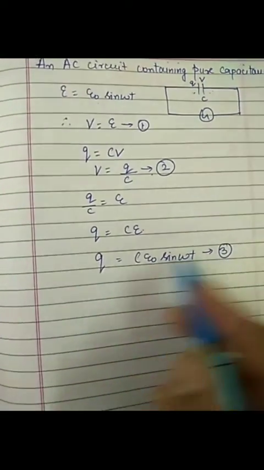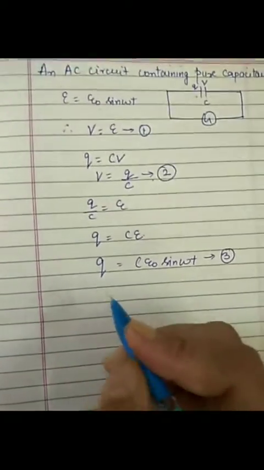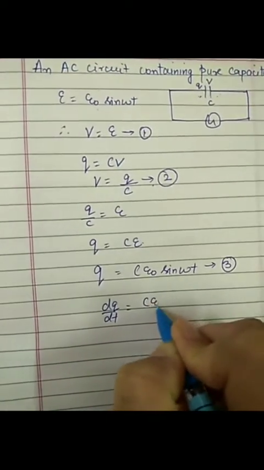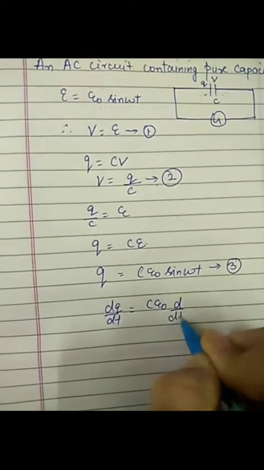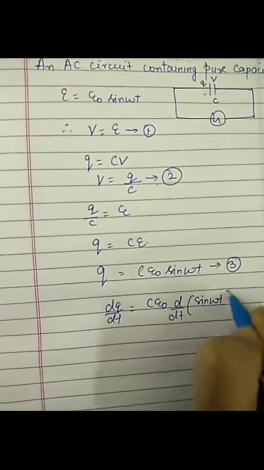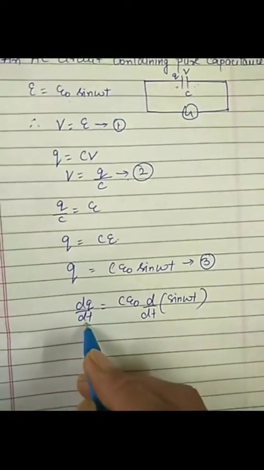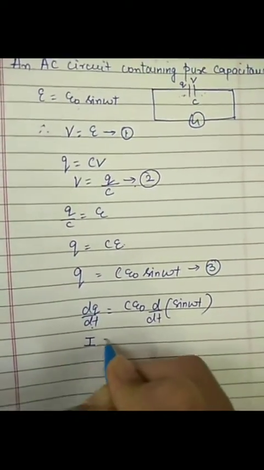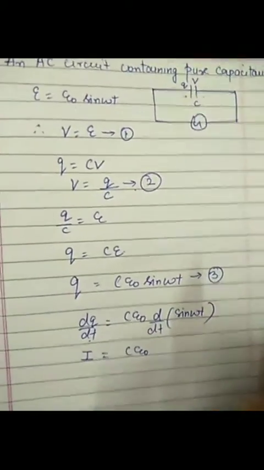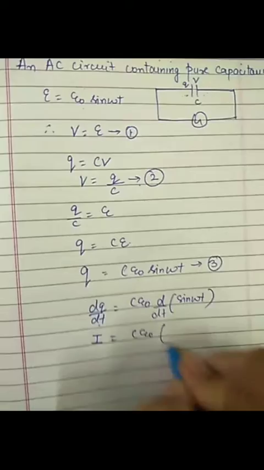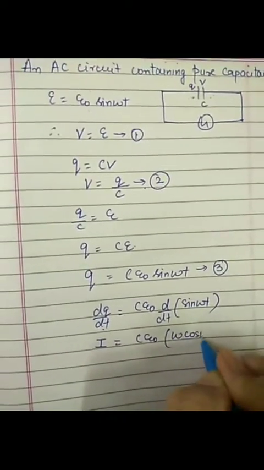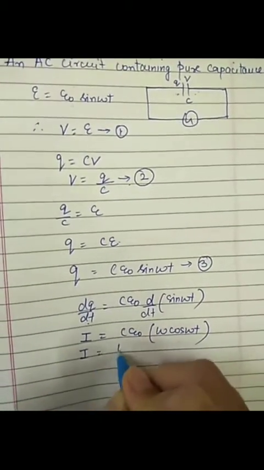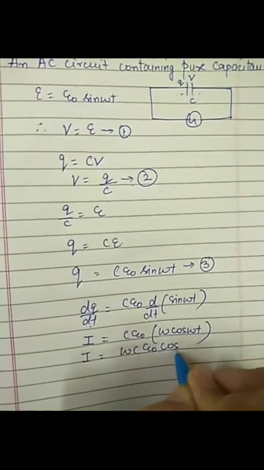Now taking the derivative of equation 3 on both sides, we will get dq by dt equals C epsilon naught d by dt sin omega t. As dq by dt is the current flowing through the circuit, dq by dt can be written as I equals C epsilon naught. The derivative of sin omega t is omega cos omega t. So we will get I equals omega C epsilon naught cos omega t.